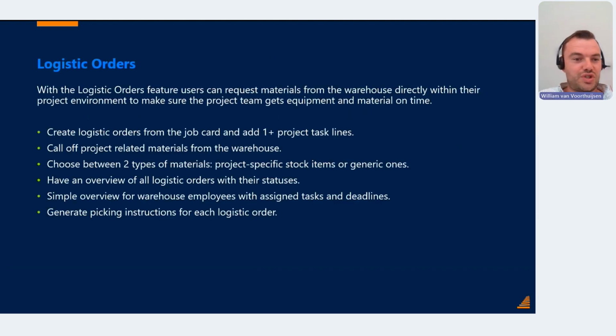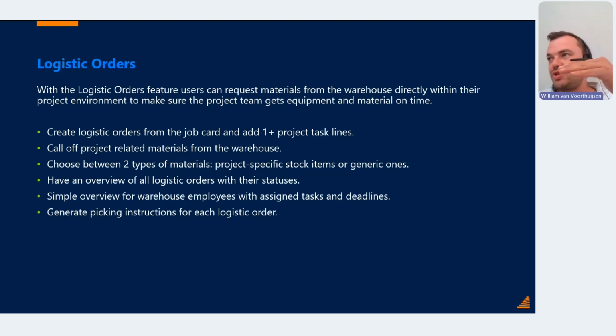So I showed you logistic orders. Basically, in a nutshell, I showed you how you can create a logistic order from the project card, which then, of course, results in a request to the warehouse for the specific materials. In this case, it were just the Paris chair blacks, which are generic items.